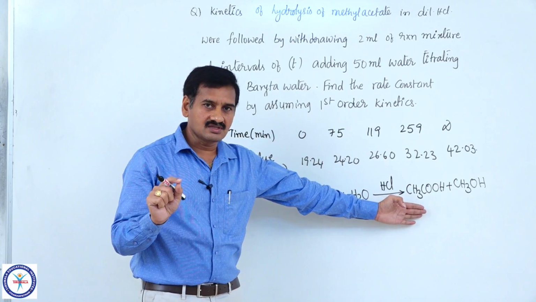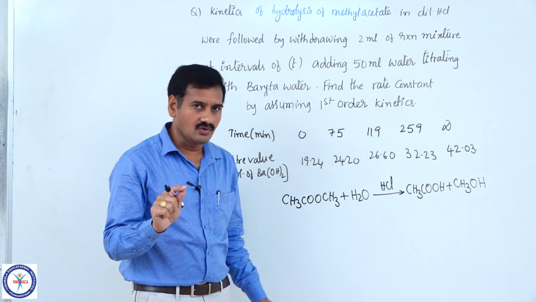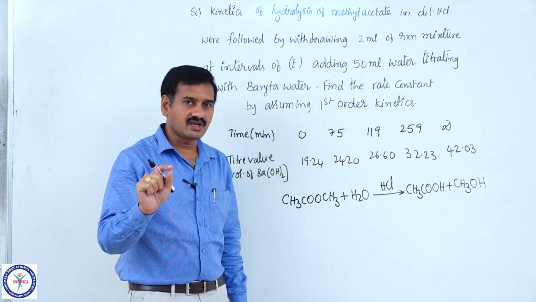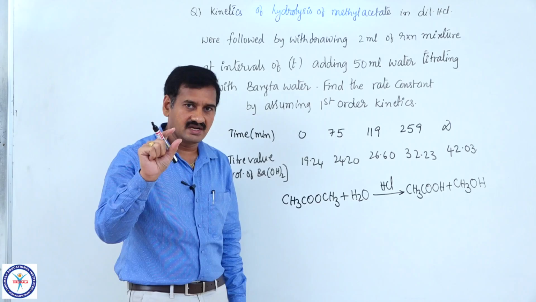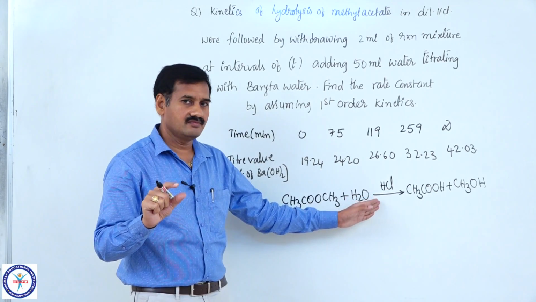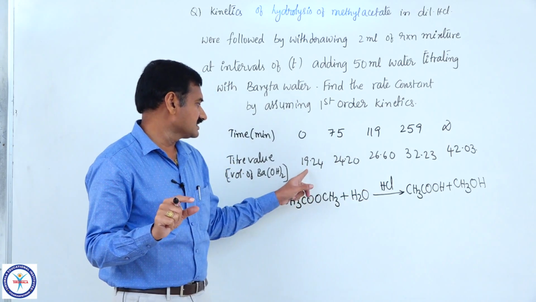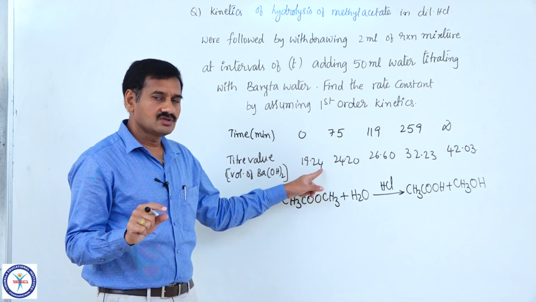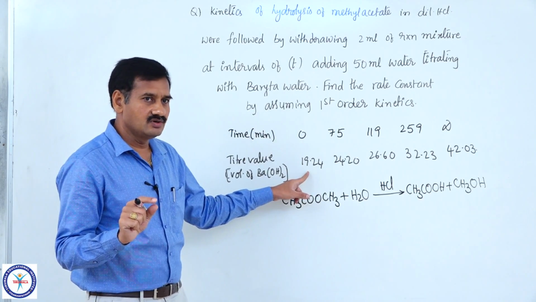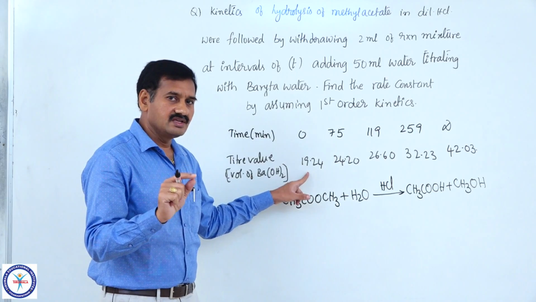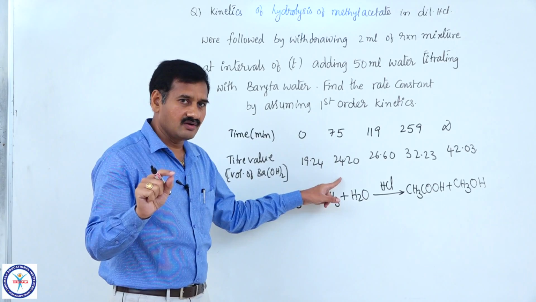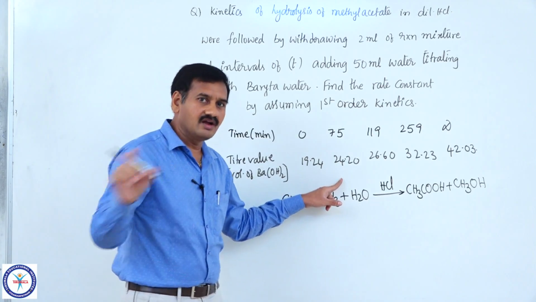So, barium hydroxide at time t equal to 0 neutralizes only hydrochloric acid. Means whatever may be the volume of barium hydroxide required, that is only for neutralization of HCl. That is given as 19.24 ml. So, 19.24 ml of barium hydroxide is utilized for neutralization of hydrochloric acid. But this 19.24 ml barium hydroxide is required all the times.